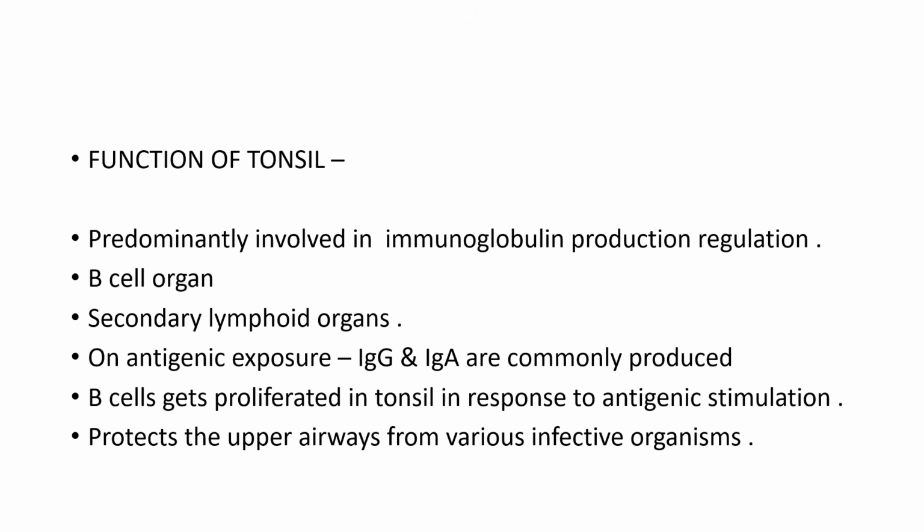Now coming to the function of tonsil, as we all know, tonsils are secondary lymphoid organs. It is basically a B cell producing organ. So it is predominantly involved in immunoglobulin production regulation that provides immunity to our body. Basically what happens on antigenic exposure, antibodies or immunoglobulins are produced such as IgG and IgA. So B cells get proliferated in response to the antigenic stimulation and they produce the immunoglobulins. Tonsils also protect the upper airways from various infective organisms.